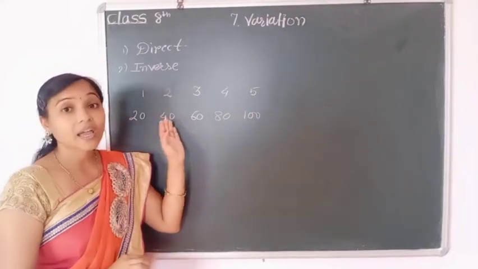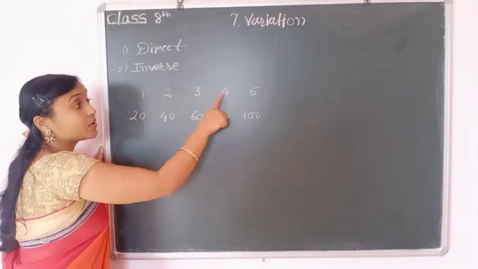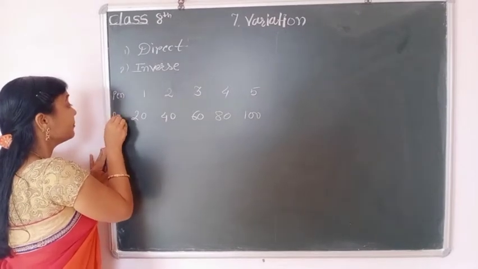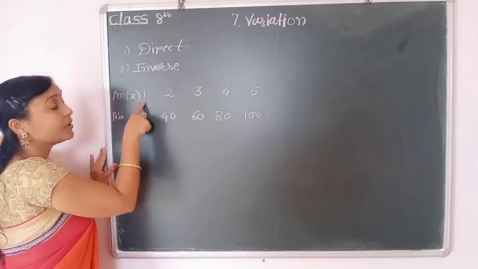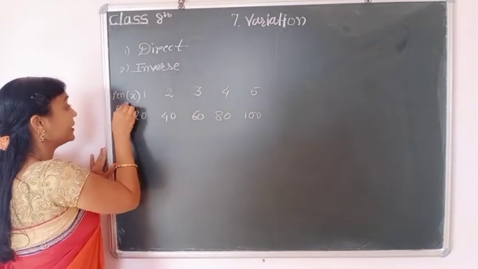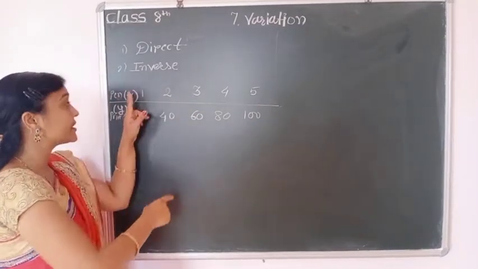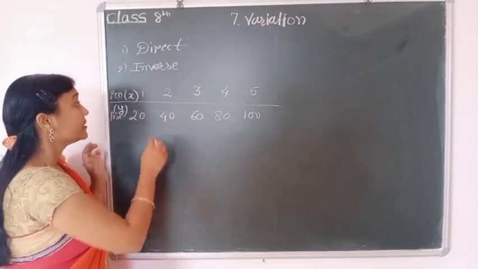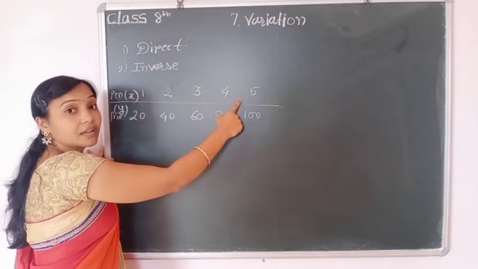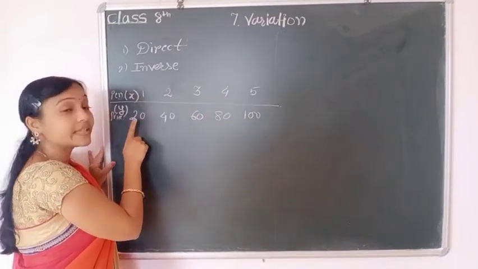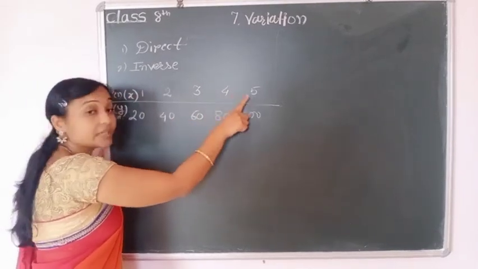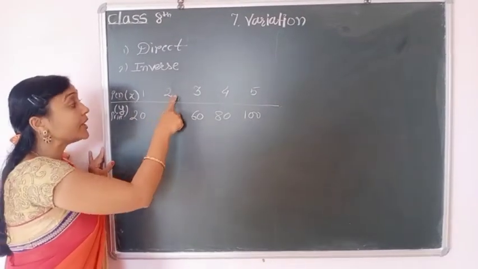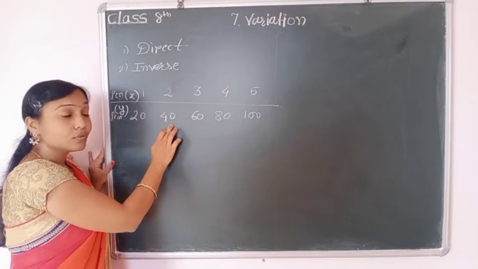Means if we have two quantities, this is the quantity of pens and this quantity is the price of the pens. So we call the first quantity x and the other quantity y. Now observe the difference between these two quantities. When the first quantity increases, the second quantity also increases in the same proportion. One pen is 20, two pens means quantity is more, then the price also increases.